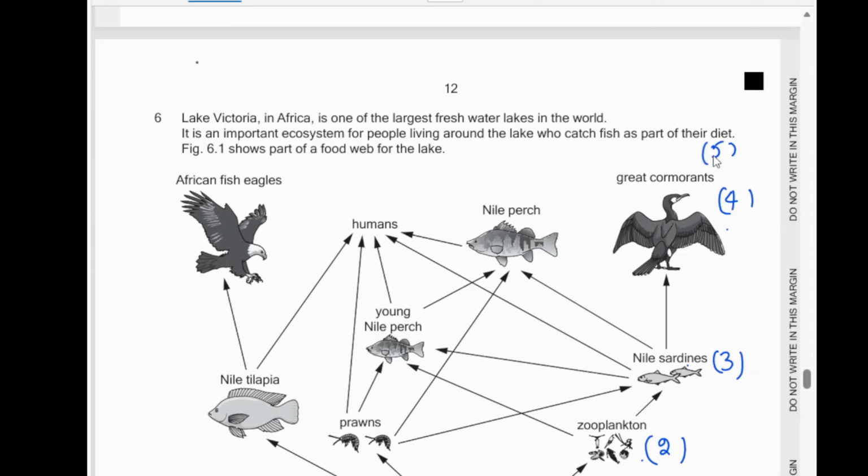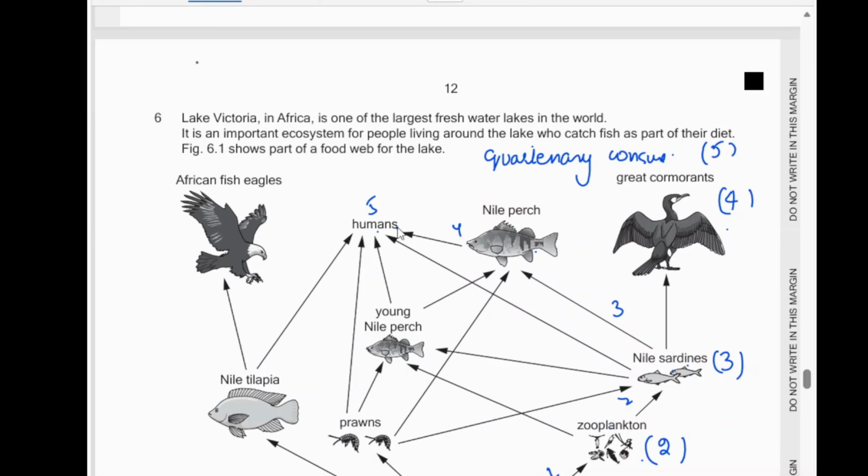What would be the fifth level called? Quaternary consumers. Okay, by the way, human is on the fifth level. Look here. One, two, three, four, and fifth. Look, first is photosynthesizing plant, second is zooplankton, third one is Nile sardinus, fourth one is Nile perch, and last one is human. So it is on the fifth level.